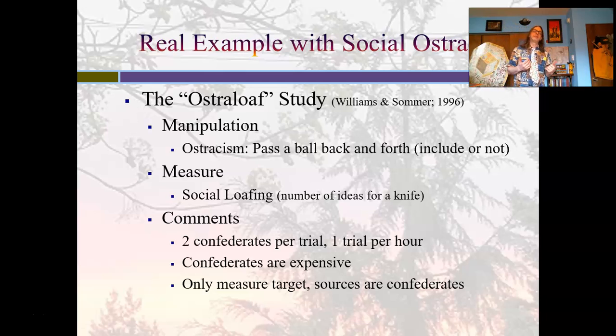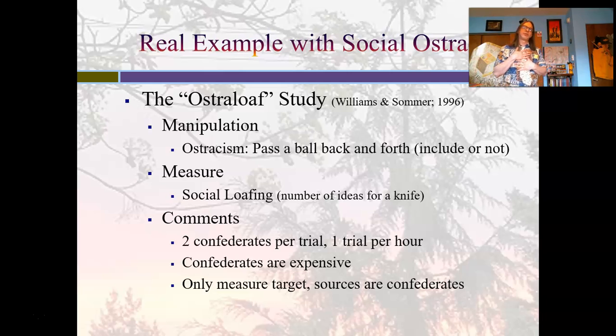Then we measured the DV, which was the number of different uses of a knife you could come up with. And so the outcome of that doesn't matter. They demonstrated how ostracism changed behaviors. But what I noted as a Confederate is it took 2 Confederates per trial, and each trial took an hour. That was very expensive. Confederates are expensive. And we were only measuring targets, not Confederates as well.